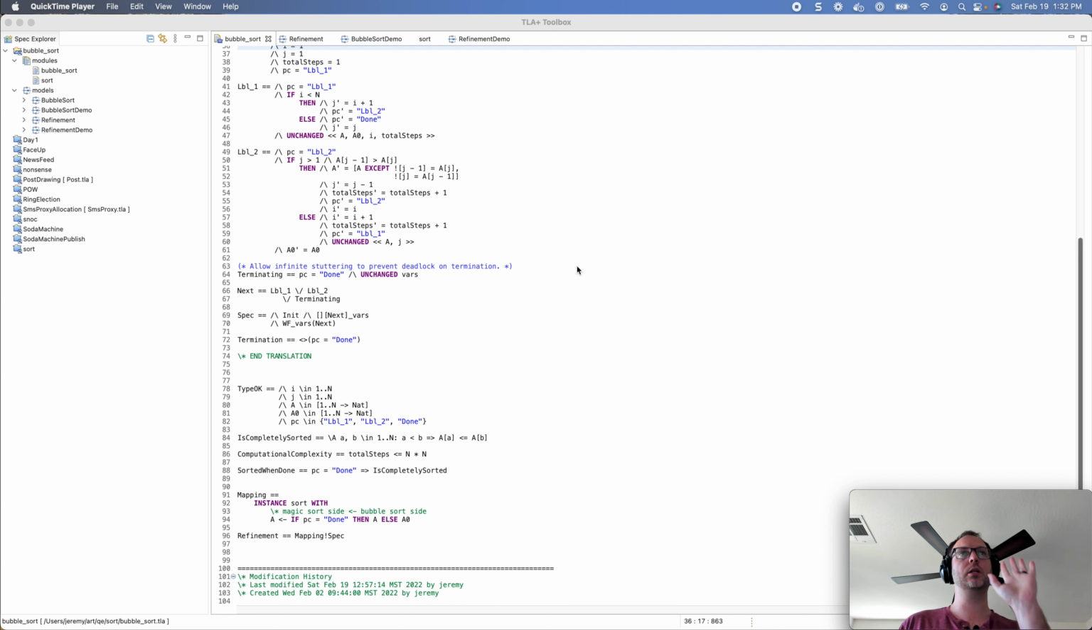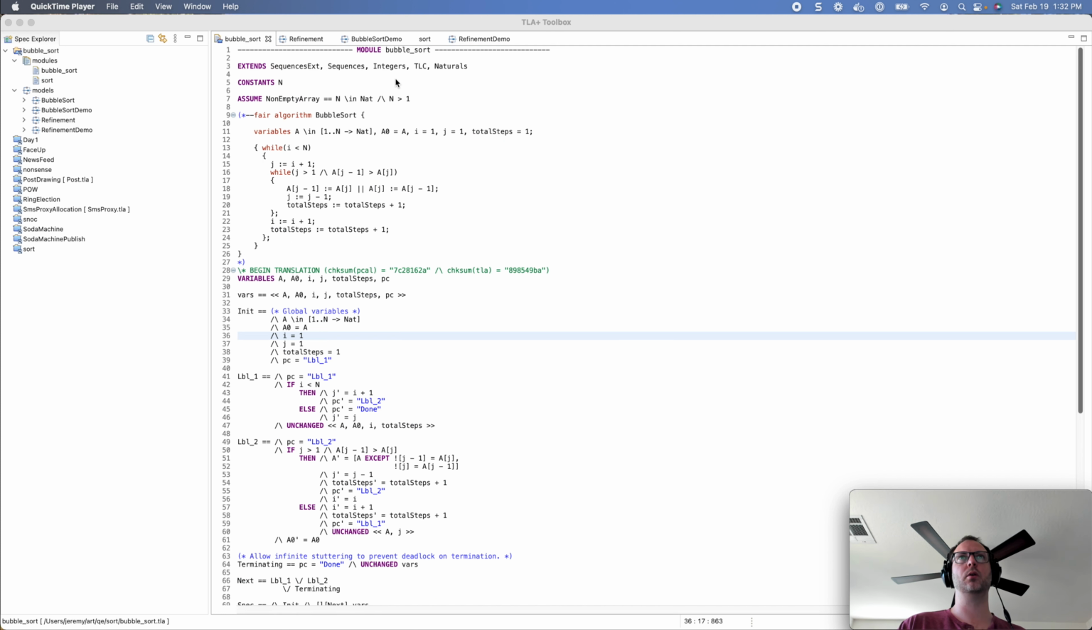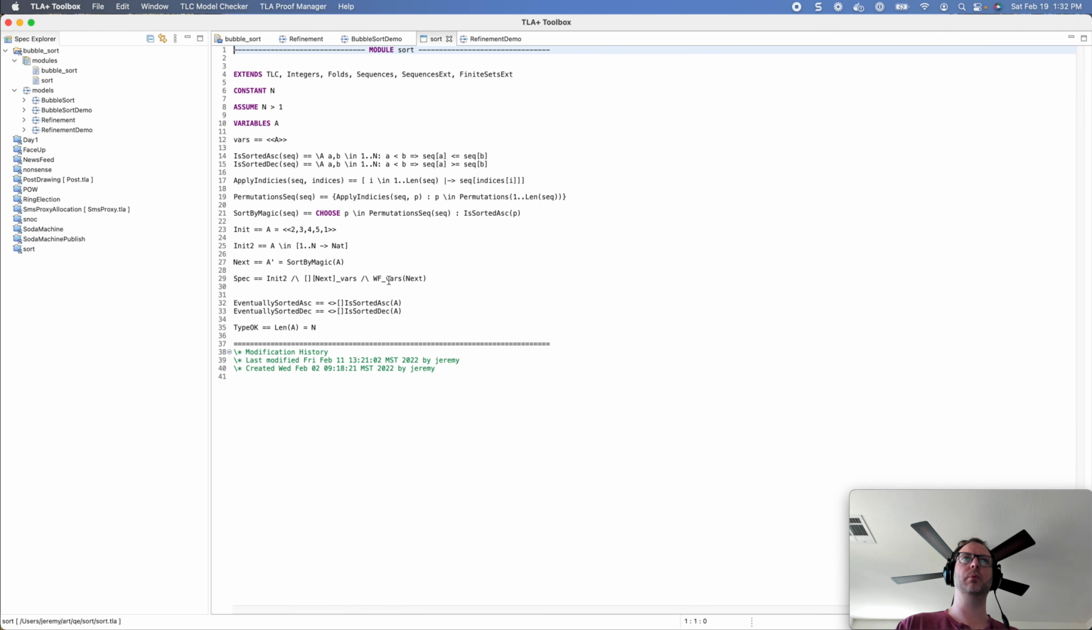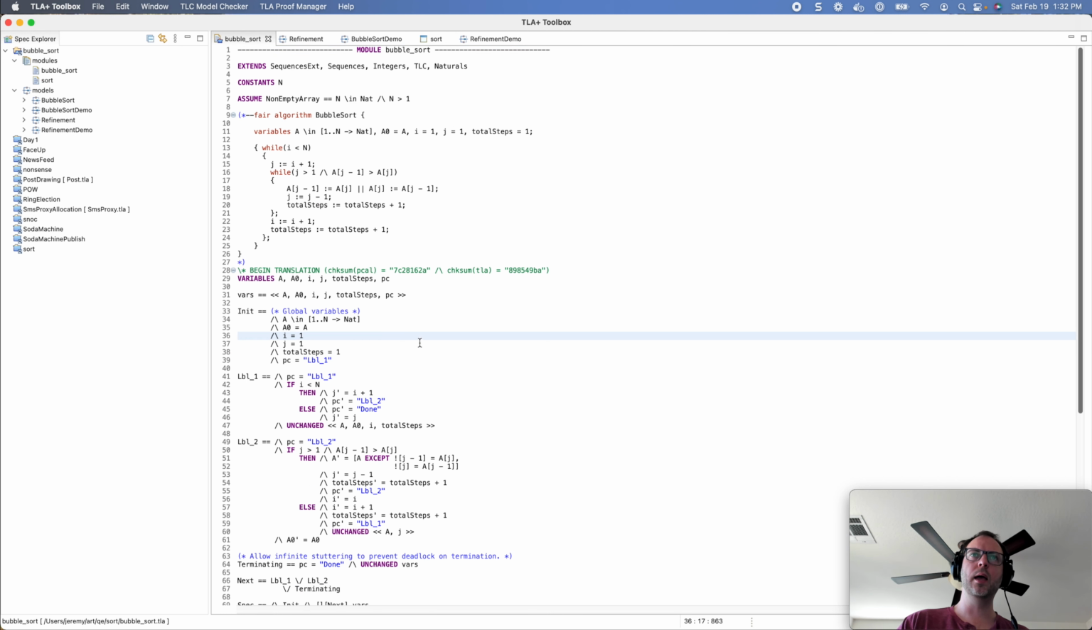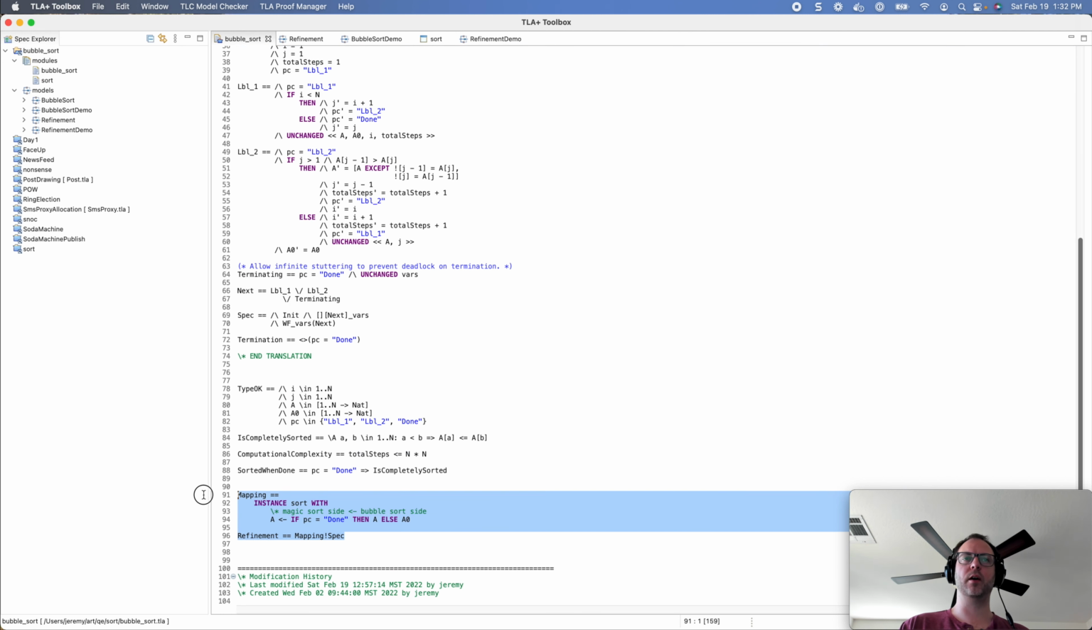This is the introduction, and what you're seeing here in front of you is all of the completed code. So this is what we're about to go build. We're about to go build a bubble sort implementation. We're going to build a sort by magic, so we're going to define just the interface of sorting. And then we're going to define a refinement mapping that connects those two things together.